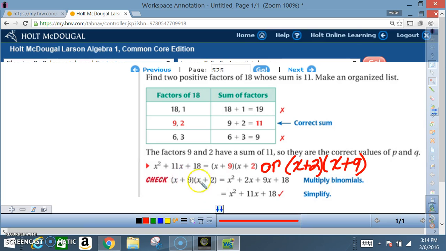Now, if you were to go back to see if your answer is correct, notice how the binomial will come out with the correct trinomial, the original trinomial. So x times x is x squared. x times 2 is 2x. 9 times x is 9x. 9 times 2 is 18. Now you add your like terms. 2x plus 9x is 11x. Final answer, x squared plus 11x plus 18.